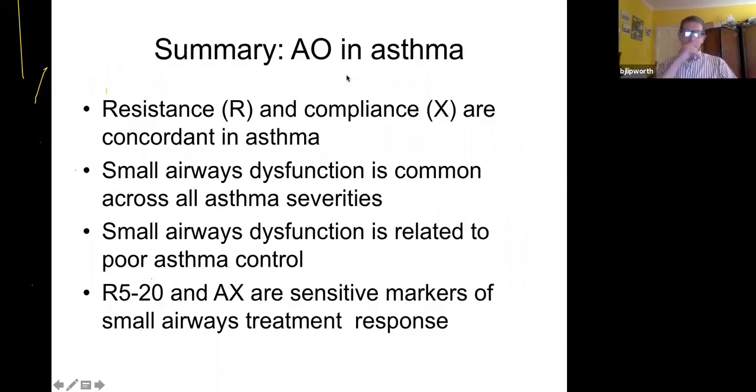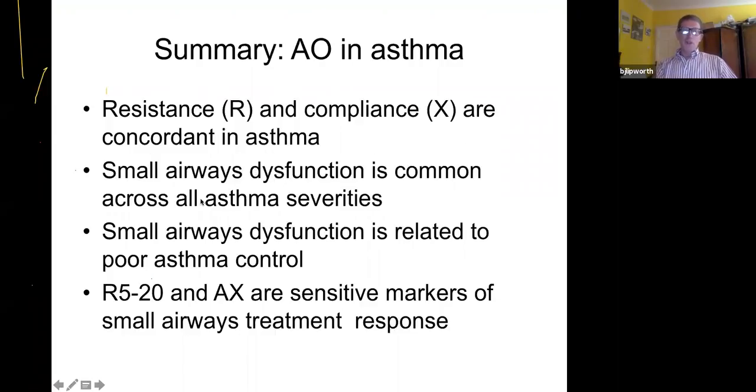So let's tie that up before we move on to COPD. So what we've shown so far is that resistance and compliance are concordant in asthma. They go in the same direction. Okay. So when resistance falls, compliance increases as well.